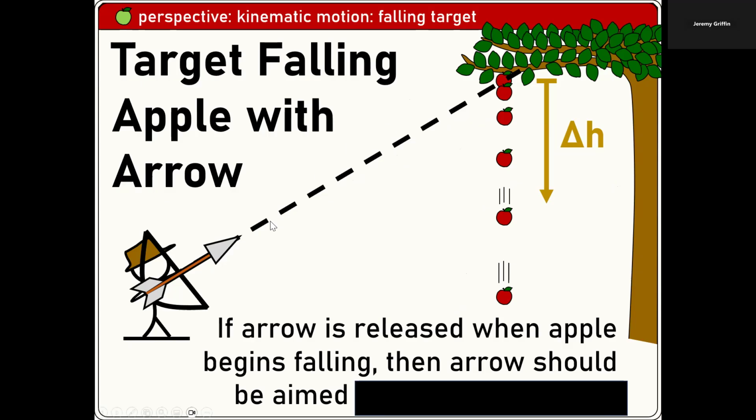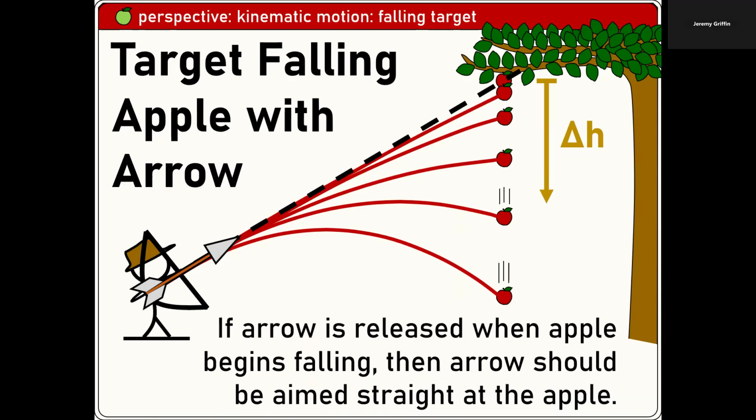Show hands. How many guys say that he should aim above the apple? Who says at the apple? Does anybody say below? All right. Should aim right at it. Okay. And the idea is that if he's releasing the arrow at the exact same time the apple begins falling, they're both going to have the same vertical displacement due to gravity. Right? So this delta H is the same for both. And hence the arrow will hit the apple. Okay.